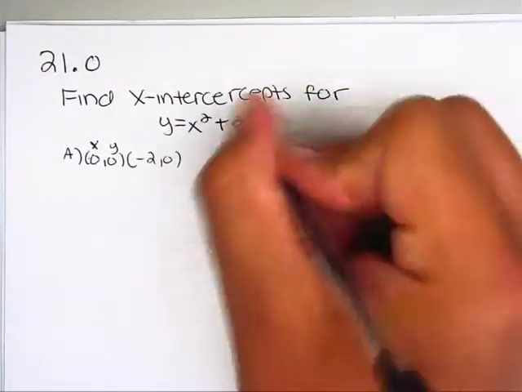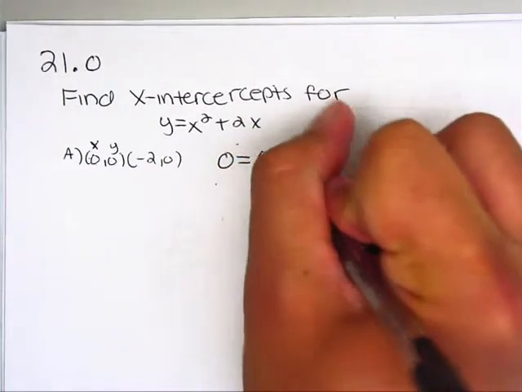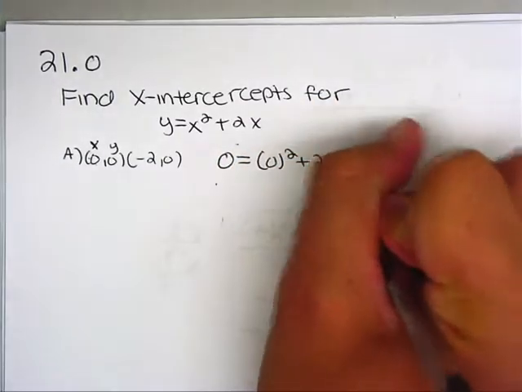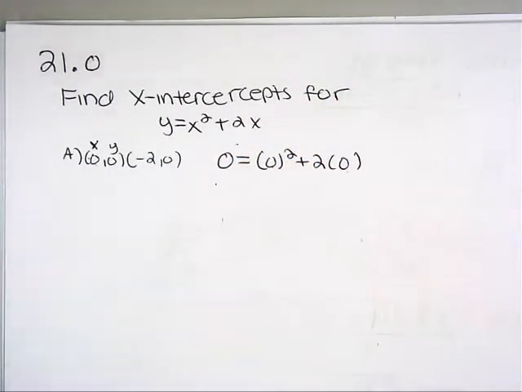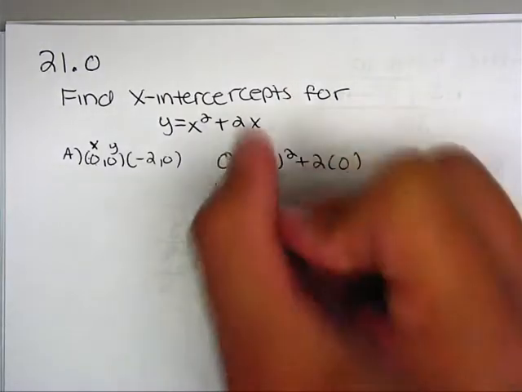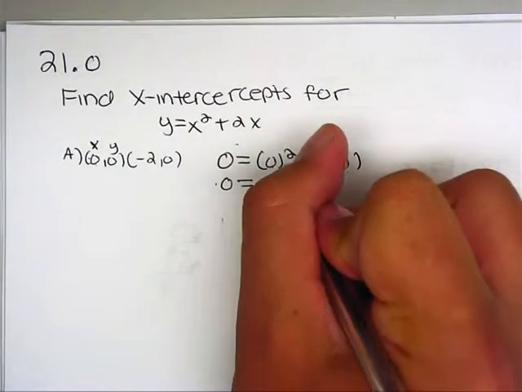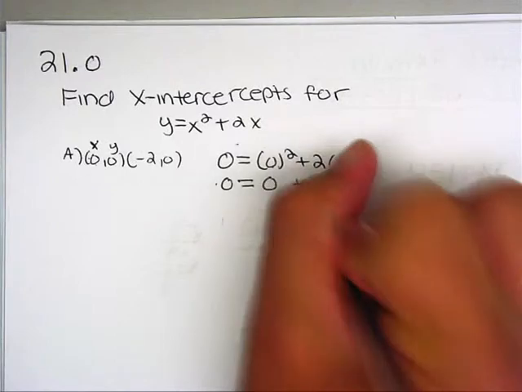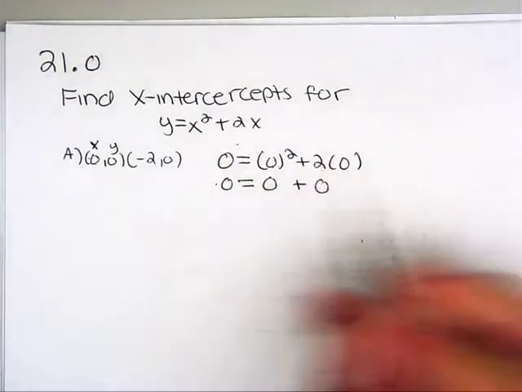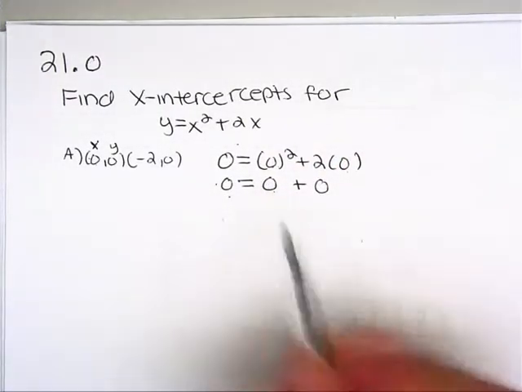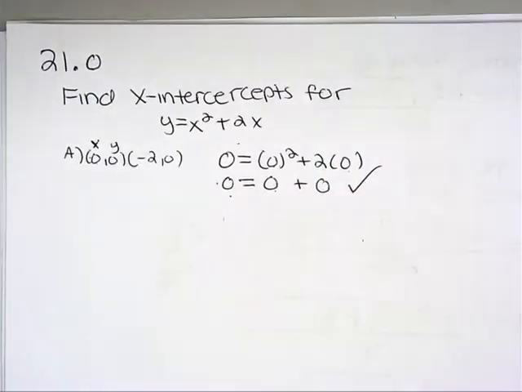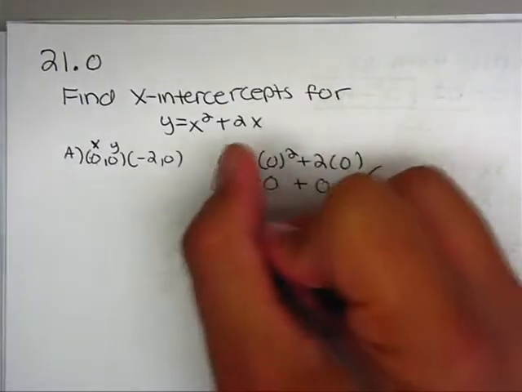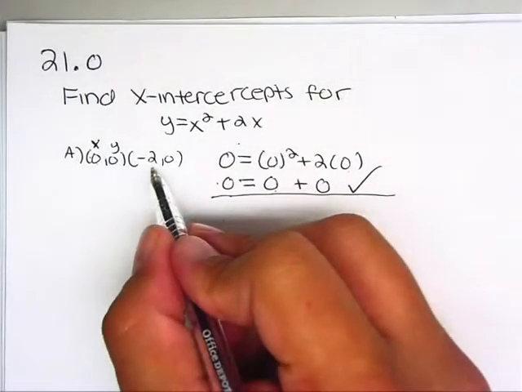0 for y is equal to 0 squared plus 2 times 0. Notice that I plugged in 0 for x. Let's work it out. 0 equals 0 squared is 0, plus 2 times 0 is 0. And I notice that 0 does equal 0 plus 0, so check mark. It's true. Okay, let's plug in our next answer.